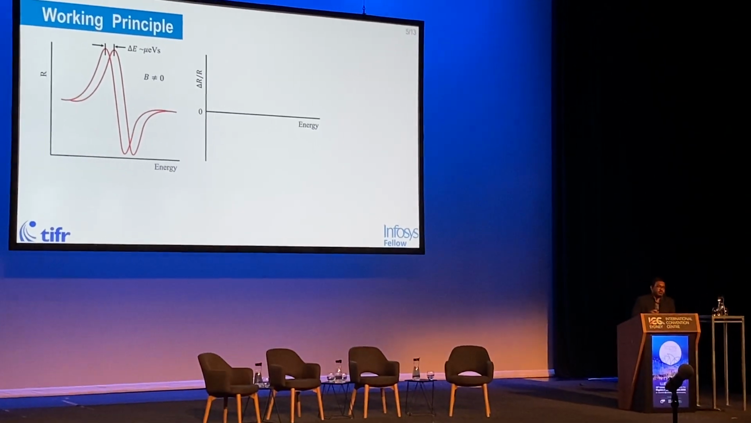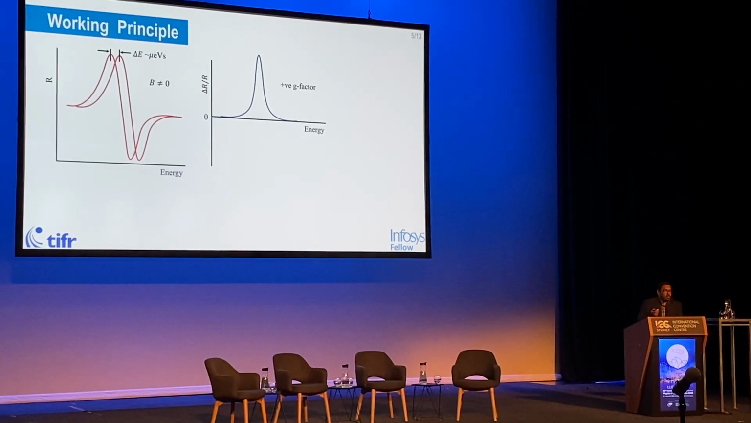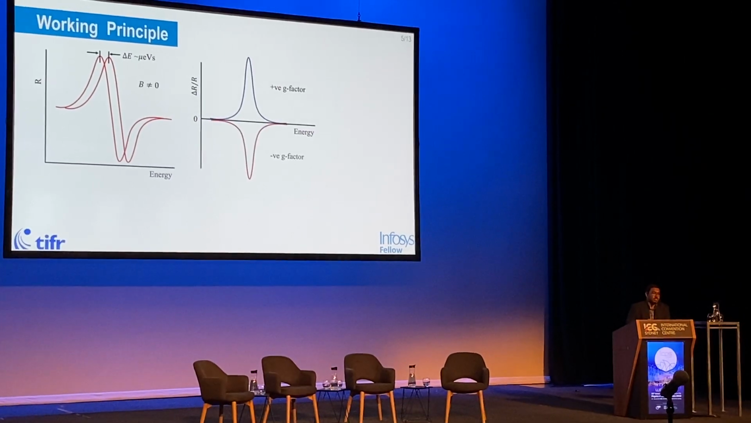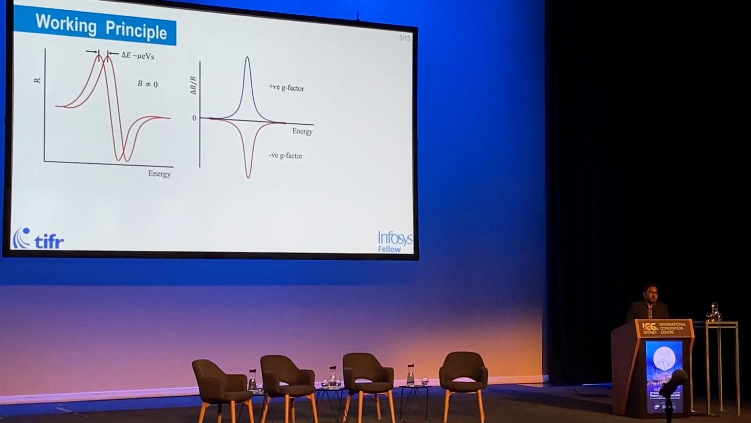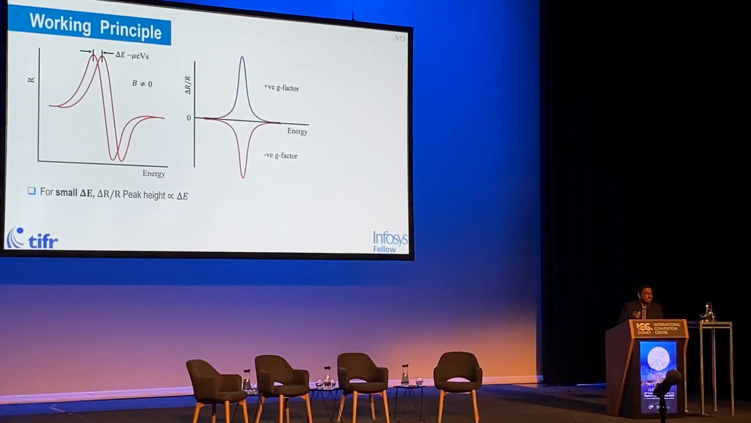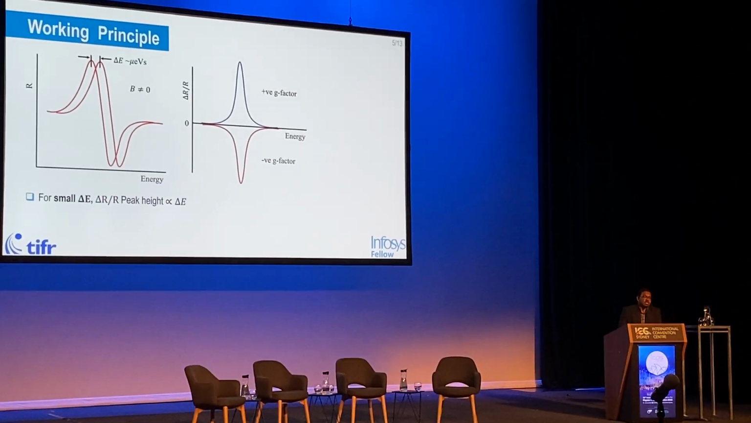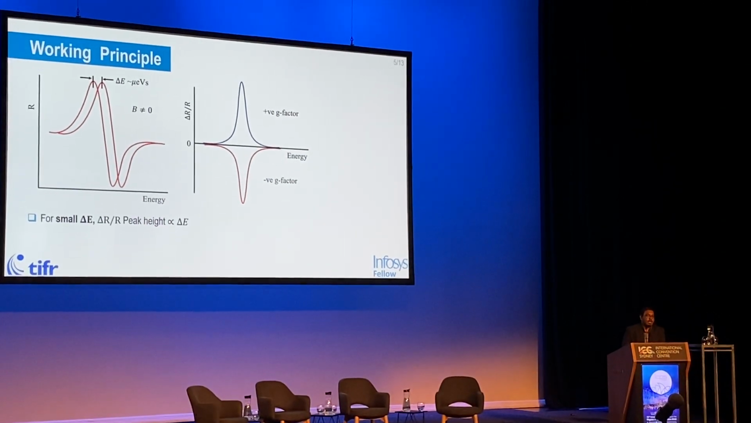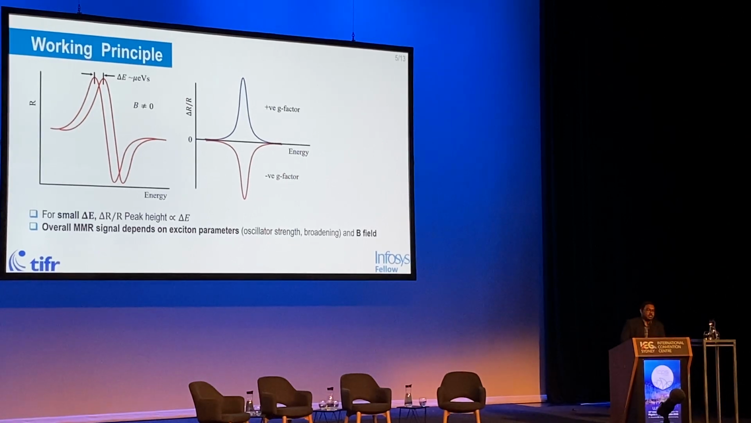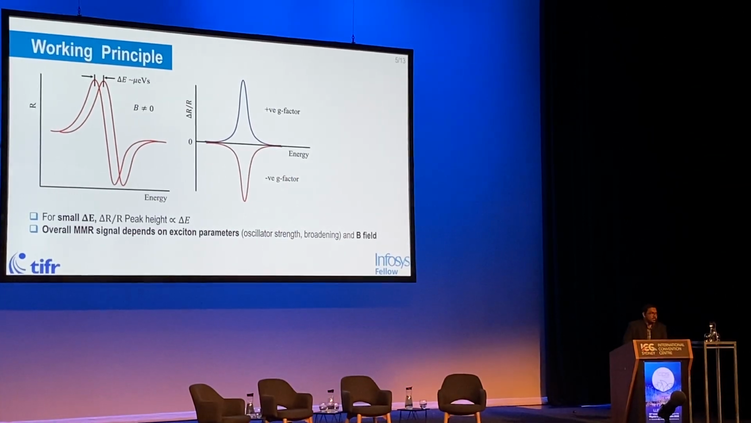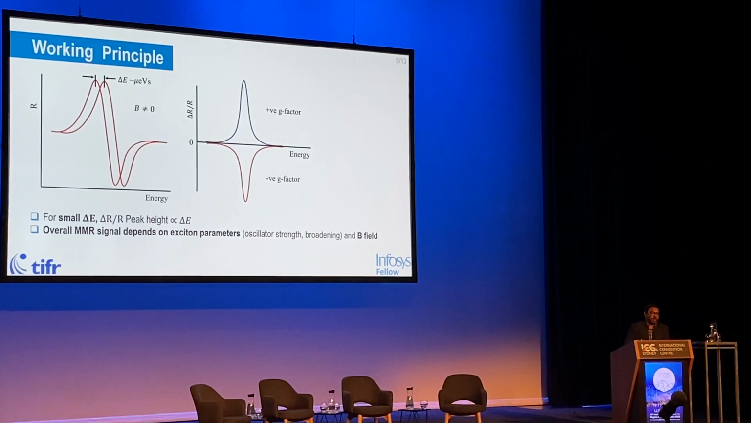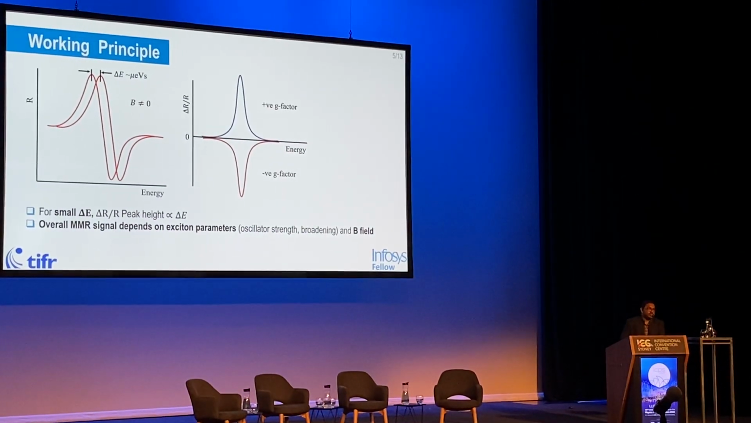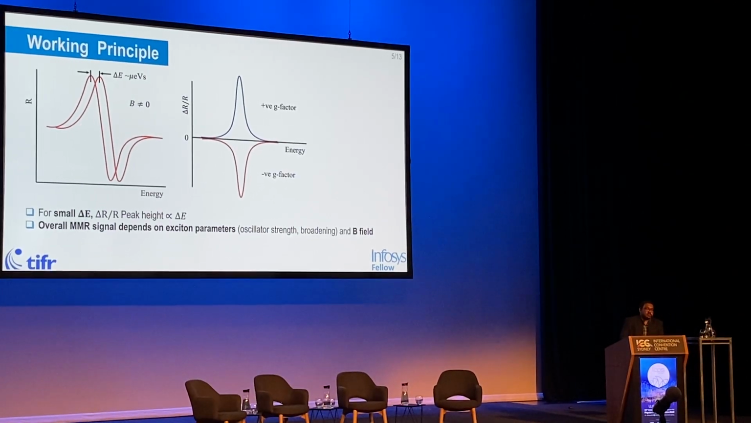There, the same thing will give rise to a peak above the zero background for a positive G factor, and similarly for a negative G factor, it will be a dip. So for small changes of delta E, the peak of this delta R by R spectrum is actually proportional to delta E. And this overall MMR signal depends on the exciton parameters, how sharp it will be, and its height, all these things. And the other thing is how much your modulating magnetic field is.